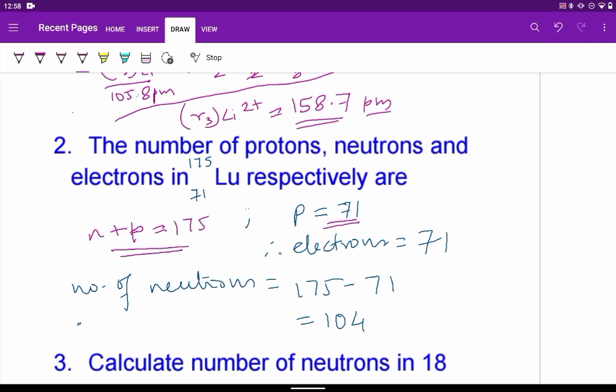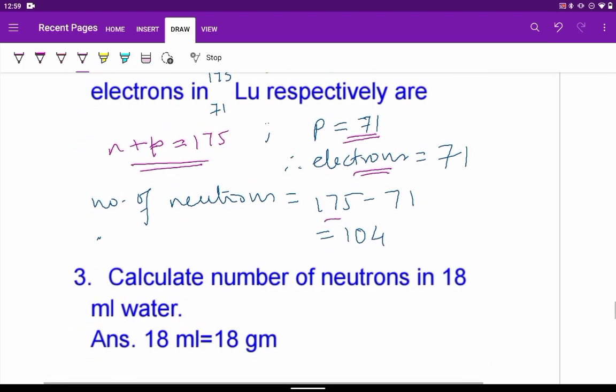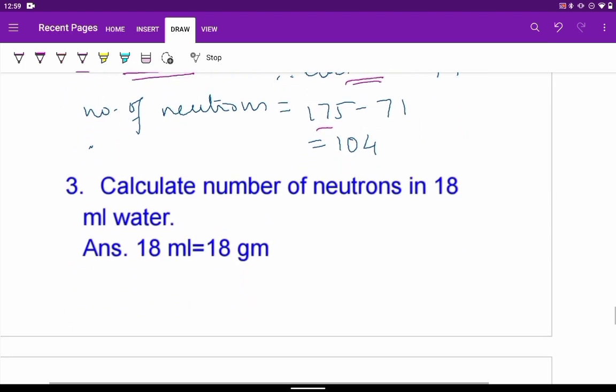So since atomic number is the number of protons, the number of protons will be 71. And in a neutral atom, protons and electrons are the same in number, so electrons are also 71. The number of neutrons will be mass number minus number of protons. So what is the mass number here? 175 minus the number of protons, 71. When we do 175 minus 71, we get 104. That is the number of neutrons. It is a very basic question, but we should be careful while we are doing it.